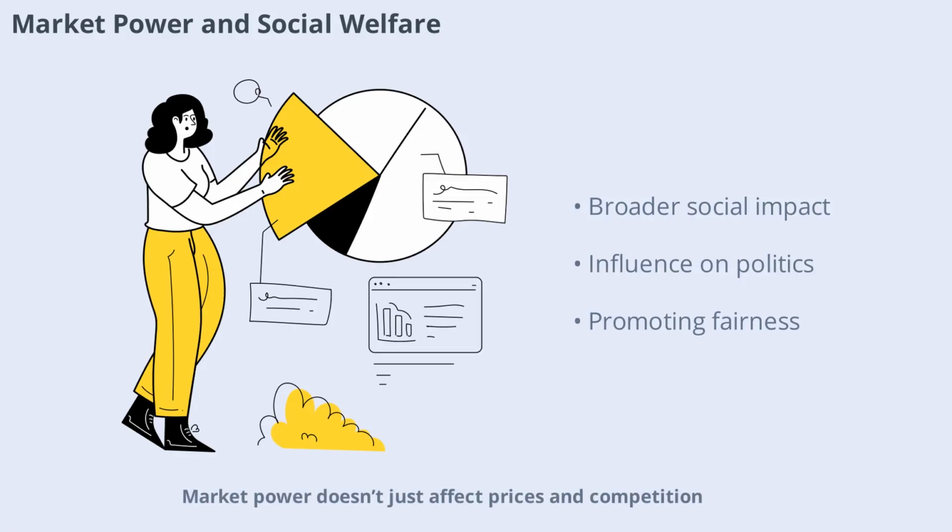Market power doesn't just affect prices and competition, it also has broader implications for social welfare. Concentrated economic power can influence politics, media, and society as a whole. Antitrust policy plays a role in promoting fairness and preventing the abuse of power.